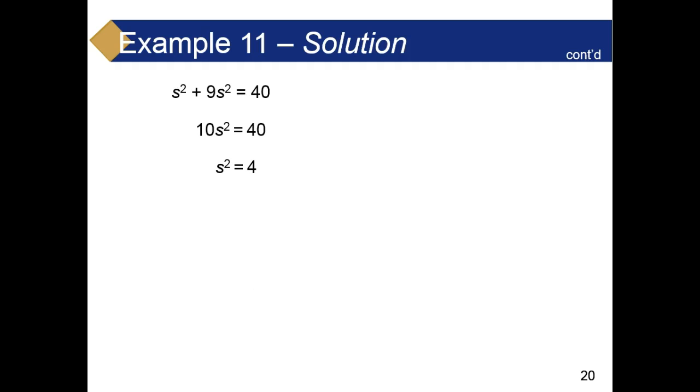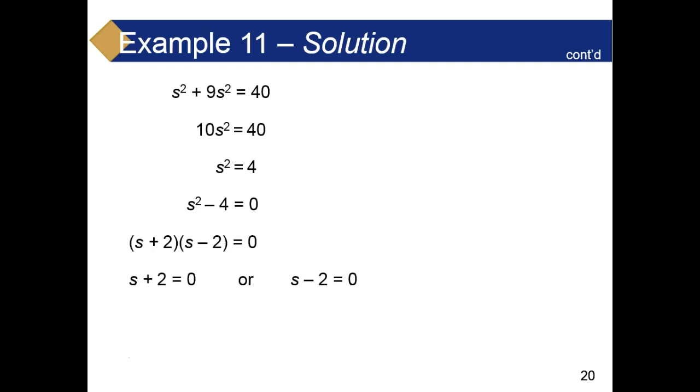And they did just like our lazy person did, dividing by 10, and that gave you S squared is equal to 4. You could subtract 40 from both sides and then divide by 10. But why not divide early so you don't have to write as much, okay? Then subtract 4 from both sides. That's S squared minus 4 is equal to 0. And that would be S plus 2 times S minus 2 equals 0.